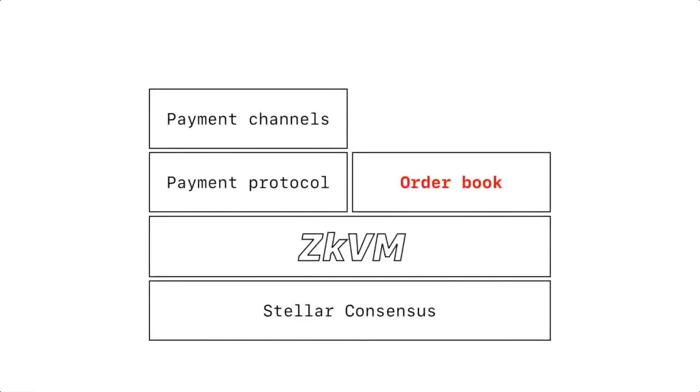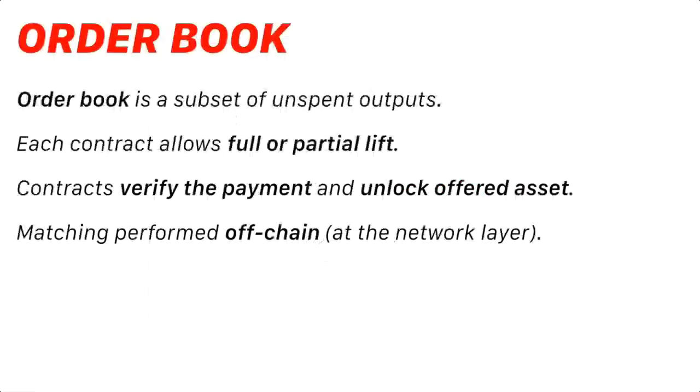So now let's take a look at the order book example. An order book is a subset of unspent outputs that permit full or partial lifting of the asset provided a corresponding payment. The contracts verify the payment and unlock the offered asset, and the matching is performed off-chain at the network layer.